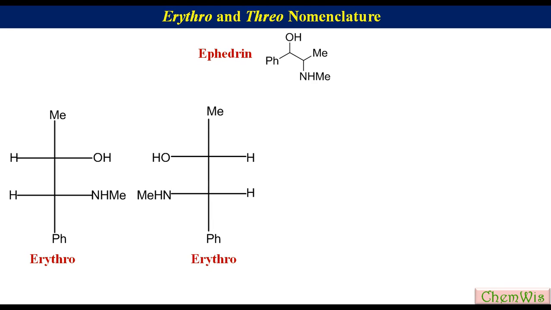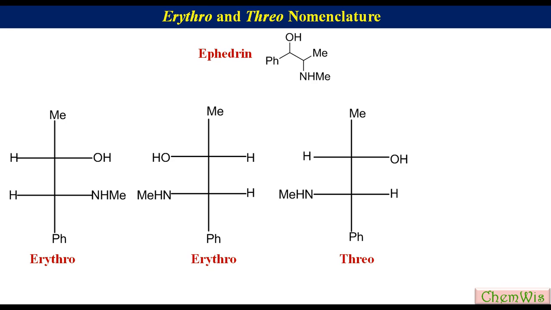For drawing one of the two threo isomers, draw a skeleton for the Fischer projection, put methyl and phenyl group on the vertical lines, one H on the left and other on the right. Now put OH on the right and NHMe on the left. The second threo isomer will be its enantiomer like this.